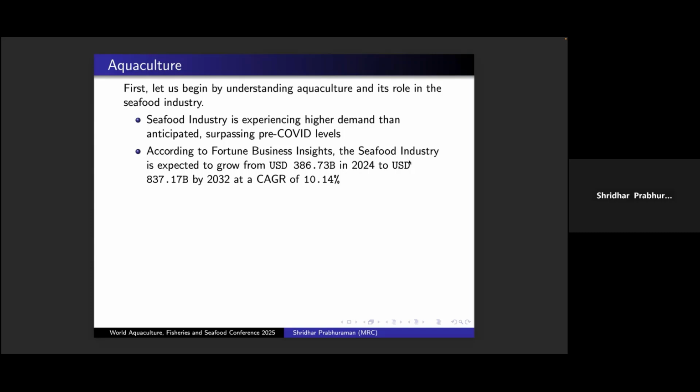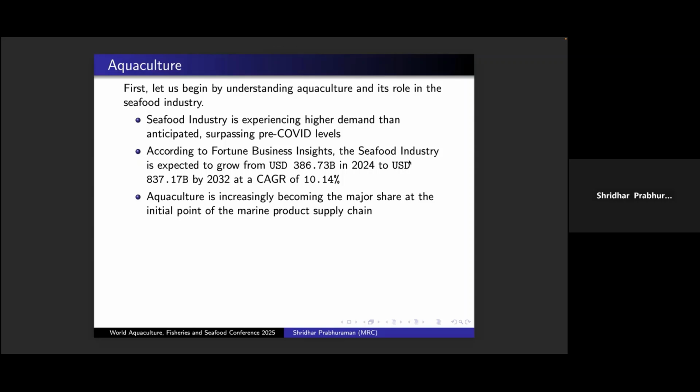The compound annual growth rate, as predicted by the Fortune Business Insight, is around 10.14%. Right now, in 2024, we had the industry at 386 billion, and that is expected to grow to 837 billion by 2032.